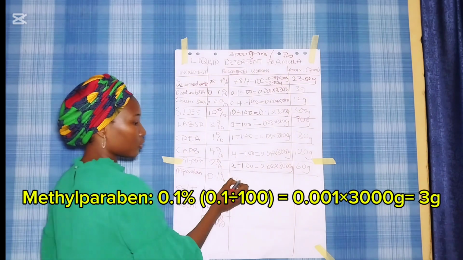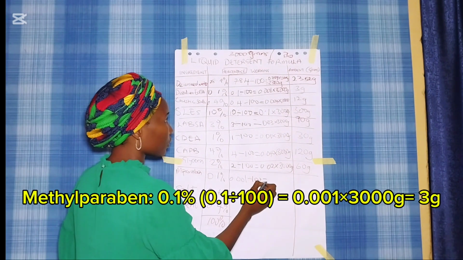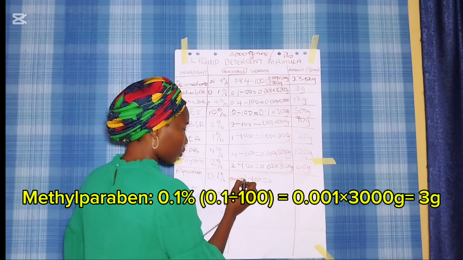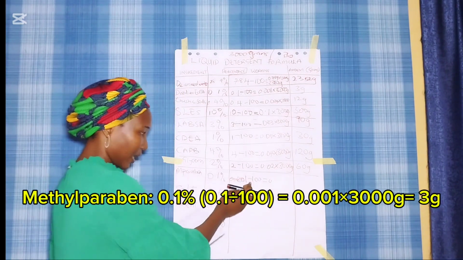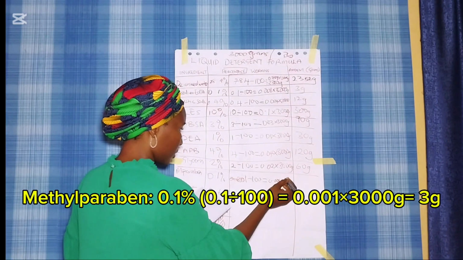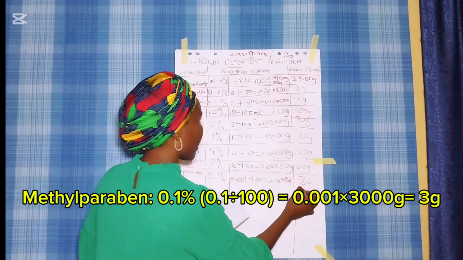Paraben, we have 0.1 divided by 100, which is equal to 0.001. 0.1 for the paraben is 0.1 divided by 100. So it gives us 0.001 times 3000 grams. That gives us 3 grams.